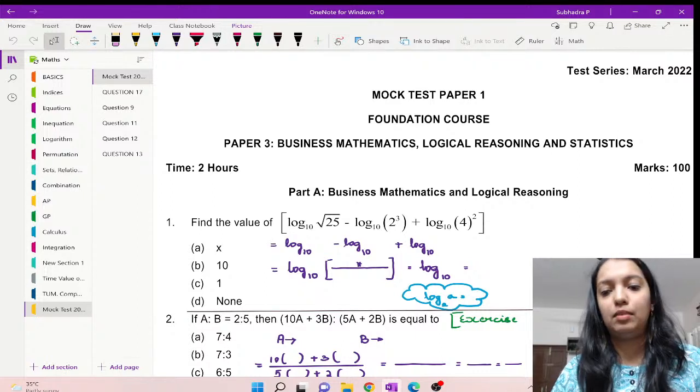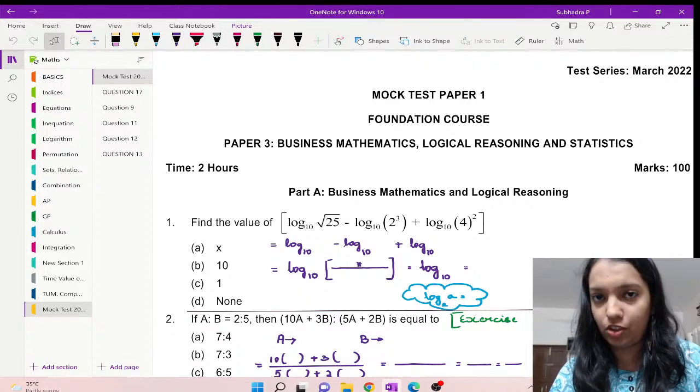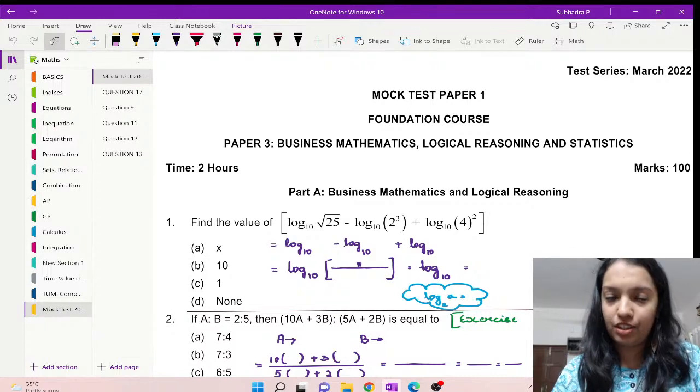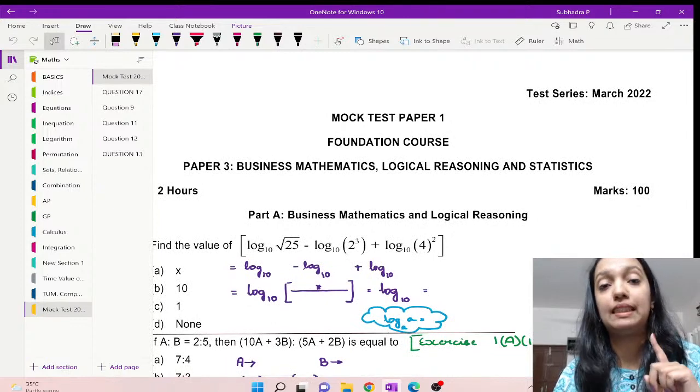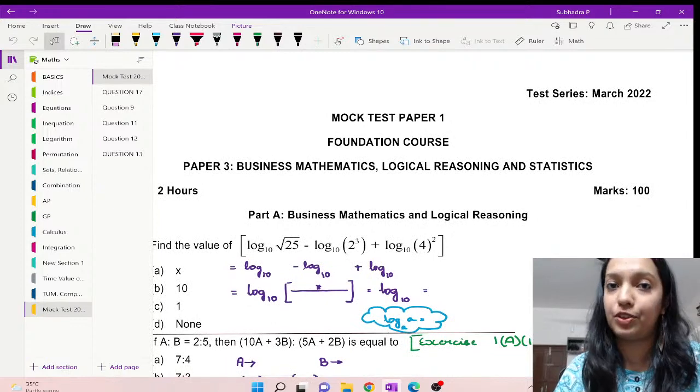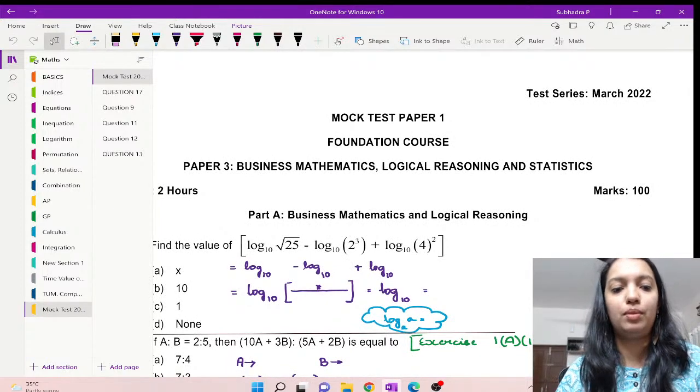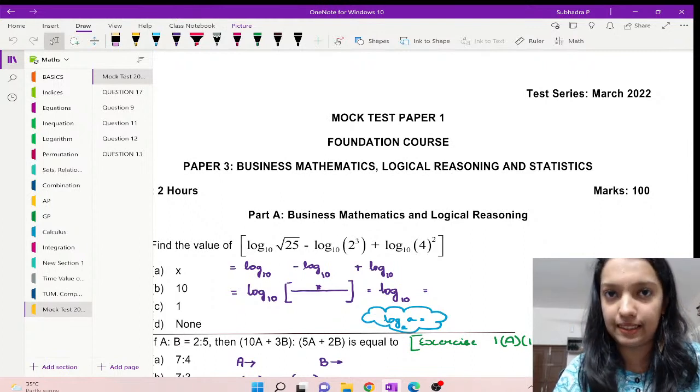So I told you that I'll be discussing mock test papers with you all while I was conducting your classes, right? So in today's session, I'm starting with the March 2022 first test series which ICAI released last month. I'll be discussing all 100 questions in this session.